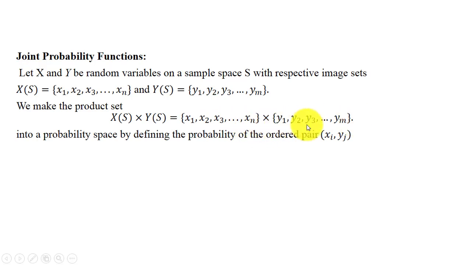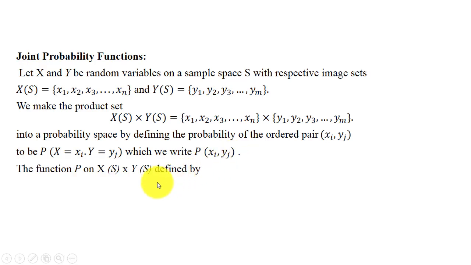For those mn elements, if you define a probability for the ordered pair xi comma yj, then that probability is given by p of capital X equal to xi and Y equal to yj. Shortly we can write it as p of xi comma yj, or simply pij.